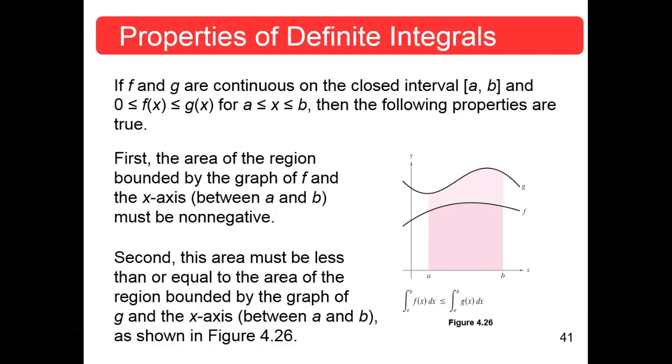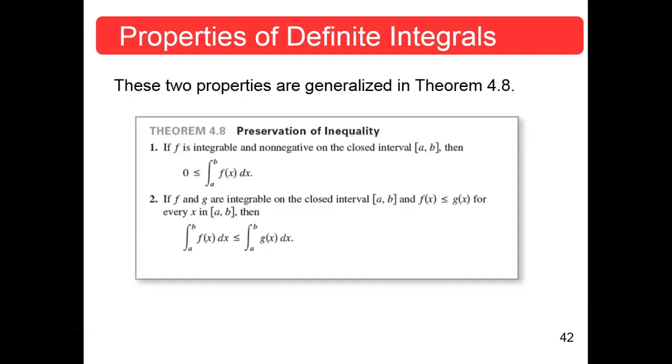If f is less than g everywhere in that region, then the integral of f, or the area under f, has to be less than or equal to the area under g. It's got to be. There's no way around it. If g is always greater than or equal to f, then the area under f has to be less than the area under g. And that's given in this theorem.